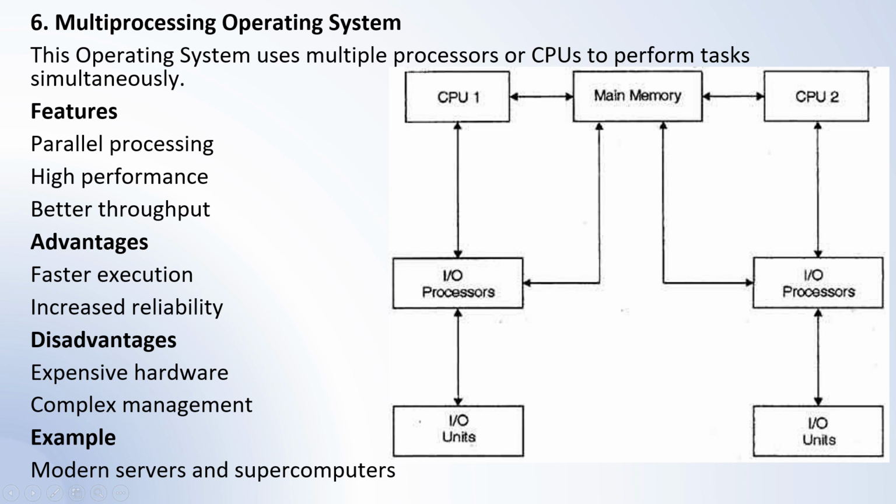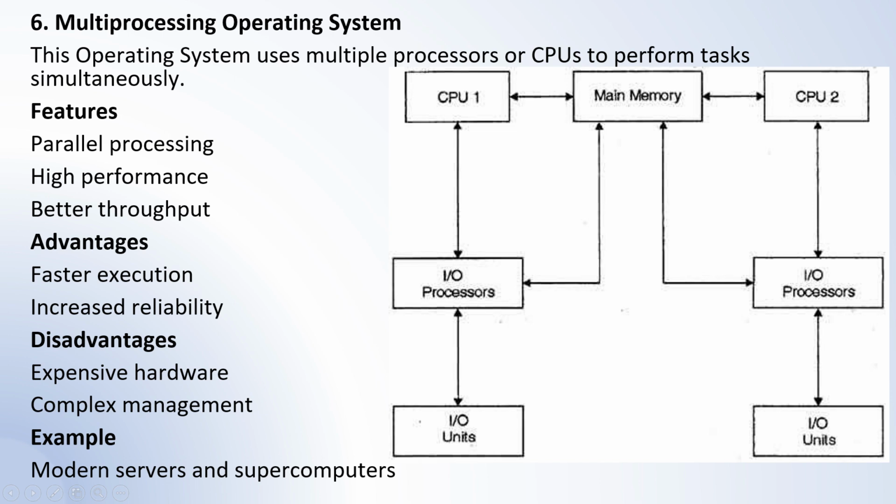There are two types: symmetric multiprocessing, where all processors perform equal tasks, and asymmetric multiprocessing, where one processor controls the others. Features: parallel execution, better performance, increased reliability.